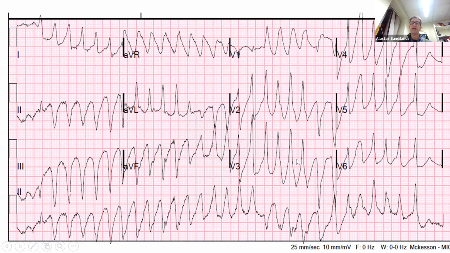Okay, so each beat has a different form, as I call it. And this is polymorphic. Polymorphic: poly, many; morphic, forms. So this is polymorphic VT.